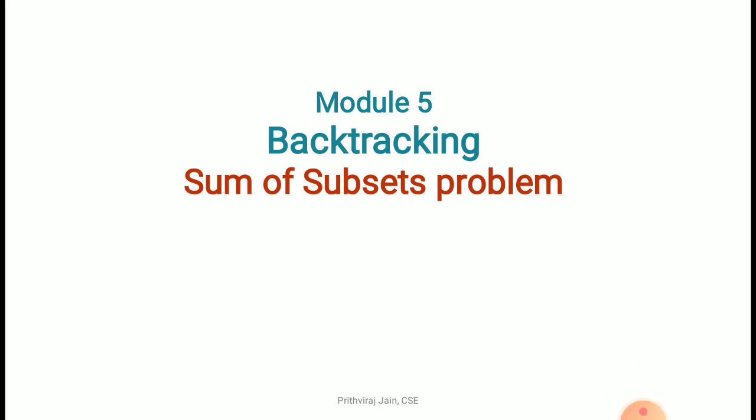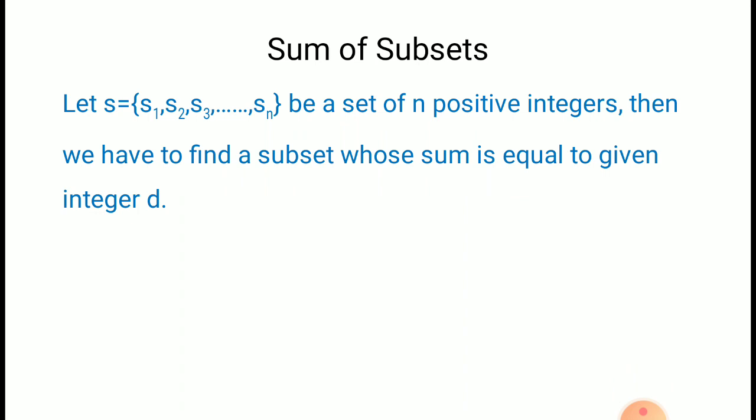Welcome to the session. Today's topic is the sum of subset problem under Module 5, backtracking. The sum of subset problem is to identify the subset of values from a given set so that the sum is equal to the given value. Here S = {S1, S2, S3, ..., Sn} is a set of n positive integers. Then we have to find the subset whose sum must be equal to the given integer called d.